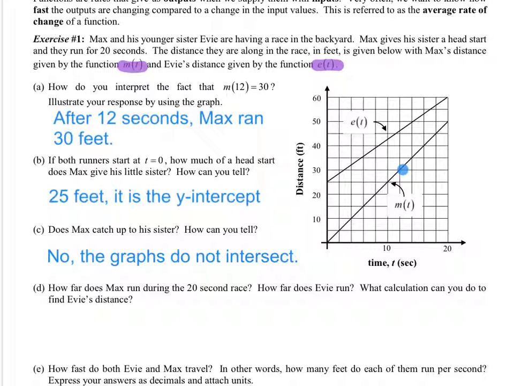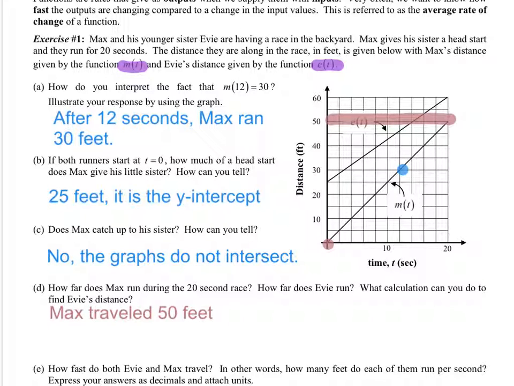Okay, let's move on to D. It asks, how far does Max run during the 20-second race? Well, let's see. In the 20 seconds, where does he end? It looks like it's this point right up top here. And I'm going to look all the way across to get my y value, which is the distance, and it appears that Max has run 50 feet. Now we know that he has actually traveled this distance because he began when he was 0 feet, or he had traveled no feet at all. So obviously from 0 to 50 would be 50 feet.